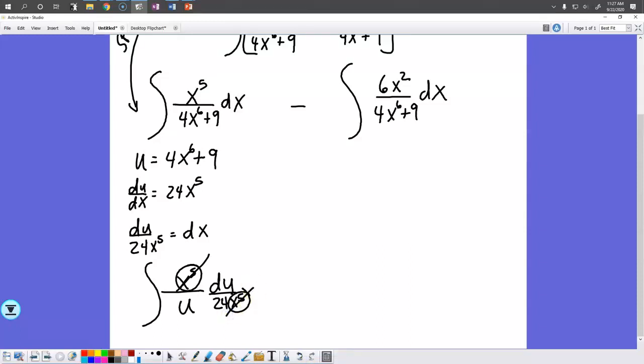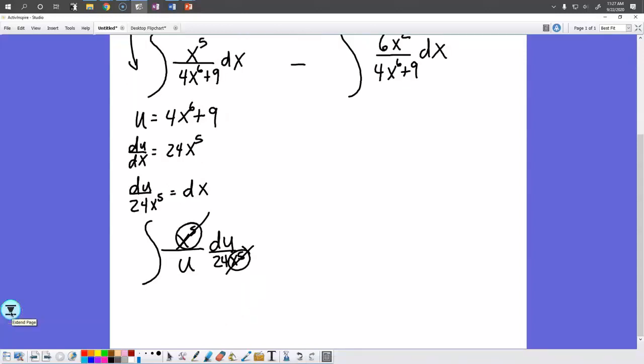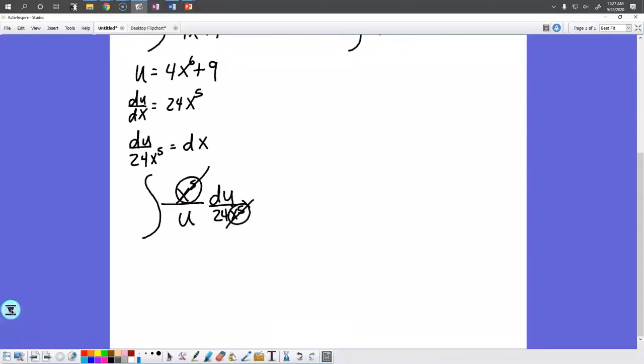Now, none of these things are always going to be the case, but what I'm telling you is what's usually going to be the case. Okay? Now, the 24 on the bottom, I'm going to factor that out as a 1/24th, and now I have 1 over u du. Now, how do we integrate that?